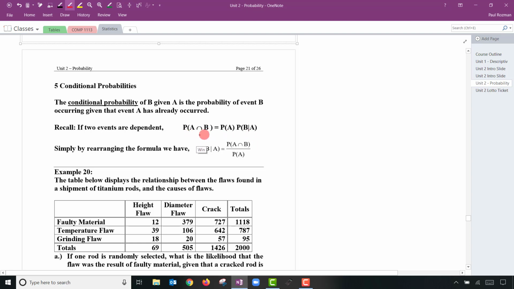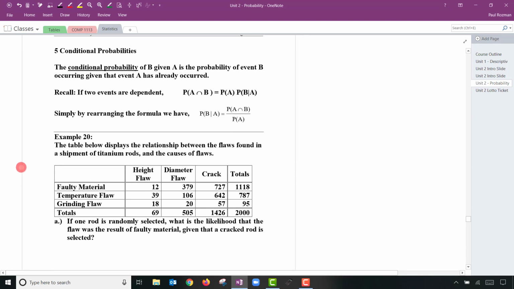Well, that formula can be rearranged. Like we can solve this thing for the probability of B given A. Just divide both sides by the probability of A. And we've just created a new formula from one that we already had.